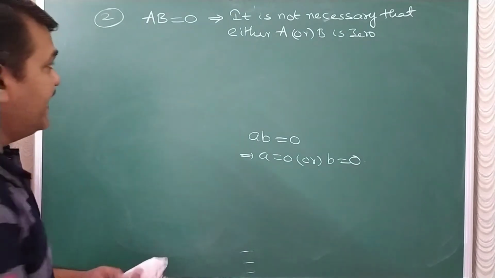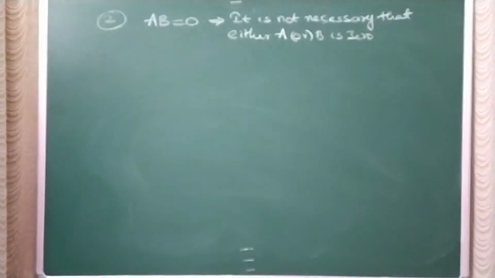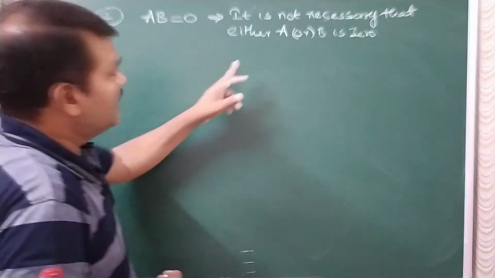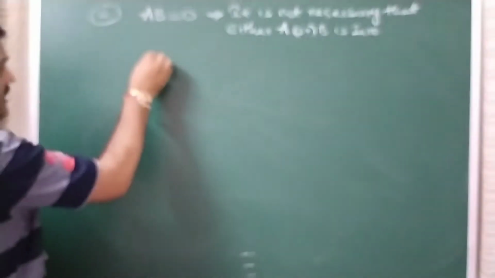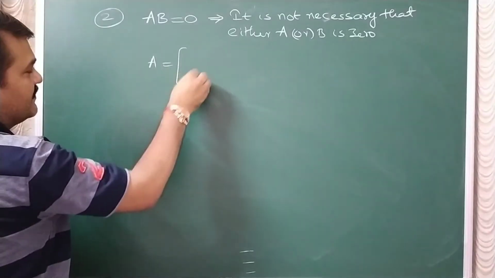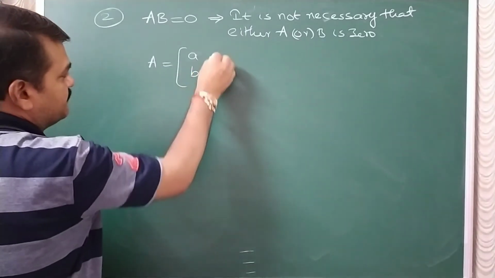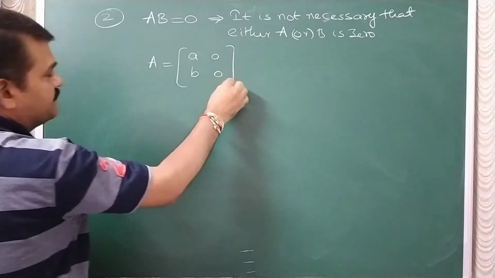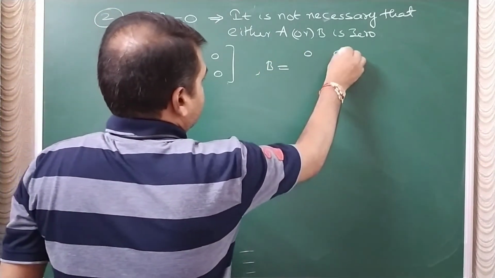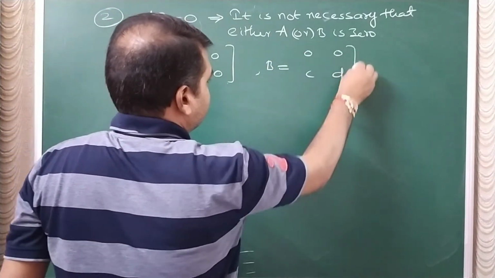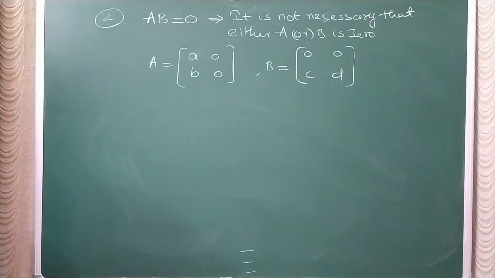So even if A into B is 0, it may not be required that either A or B is 0. Example, take like this. You take like this. Okay, multiply.